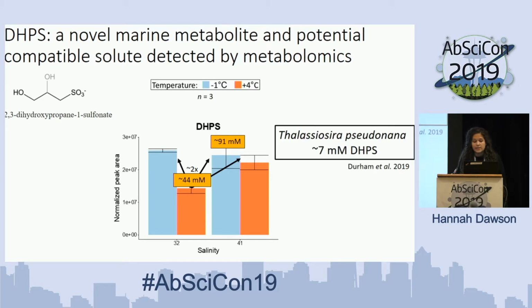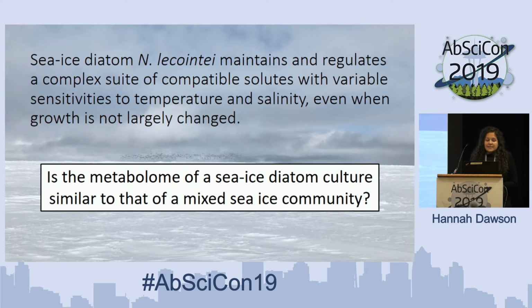And just to give you an example to ground that, in a temperate diatom species, Thalassiosira pseudonana, DHPS is only found around 7 millimolar. So this is potentially a really potent compatible solute in the sea ice environment in particular. And the next thing, so the sea ice diatom Nitzschia lecointei maintains and regulates a diverse suite of compatible solutes with variable sensitivities to temperature and salinity, even when growth is not largely changed.